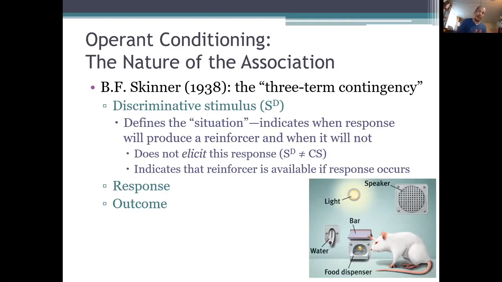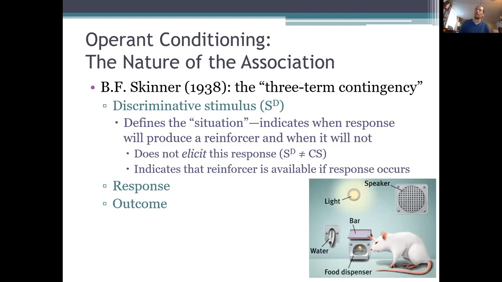And it's also not if the behavior occurs, then the consequence occurs. That's also too simple because the discriminative stimulus has to be present too. Okay? So the actual contingency, the 3-term contingency in operant conditioning goes like this. If the discriminative stimulus is present and if the behavior is performed, then the consequence occurs. Okay.